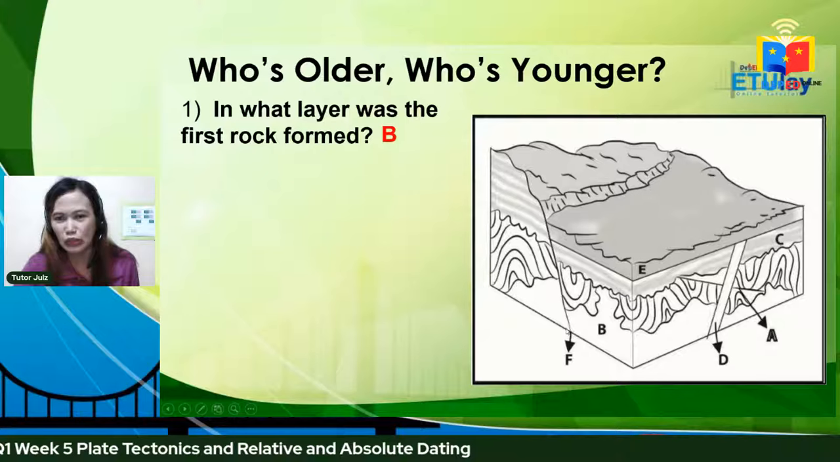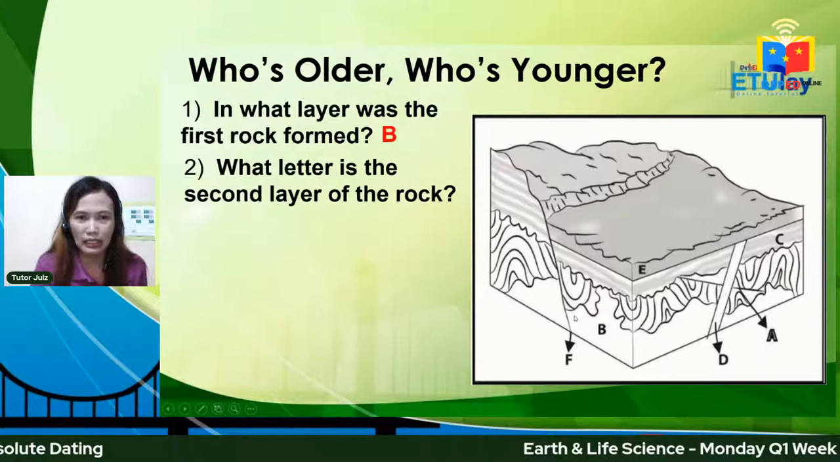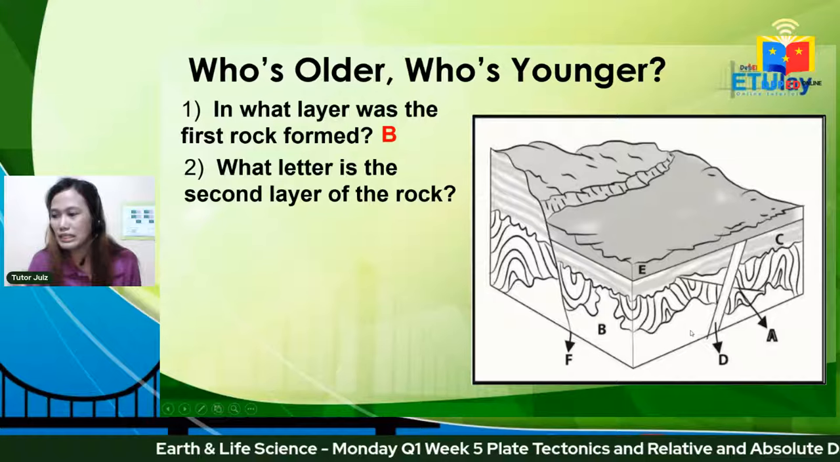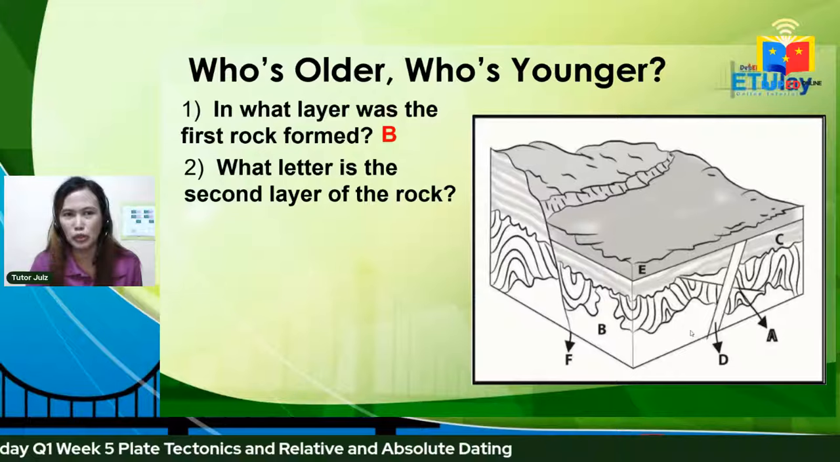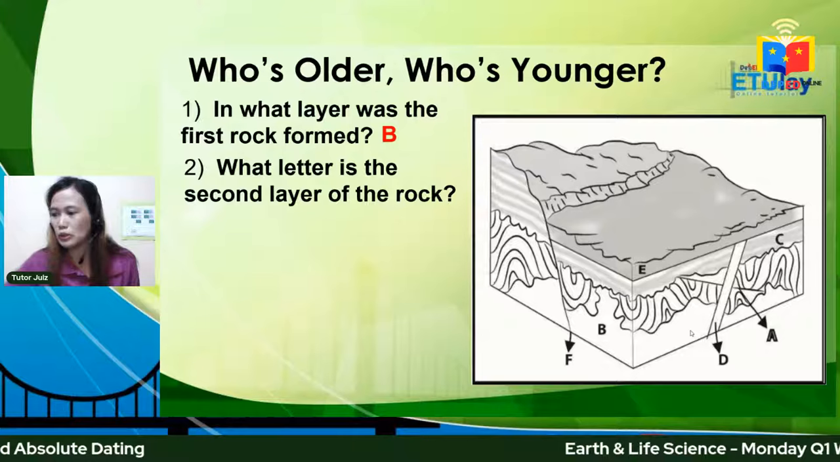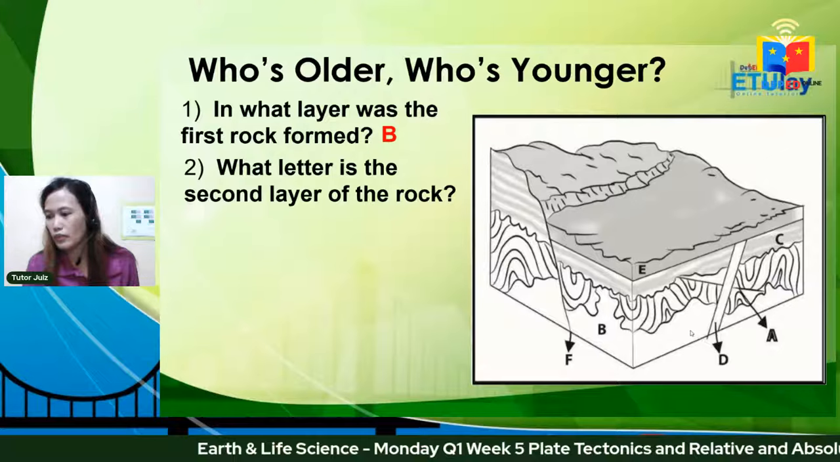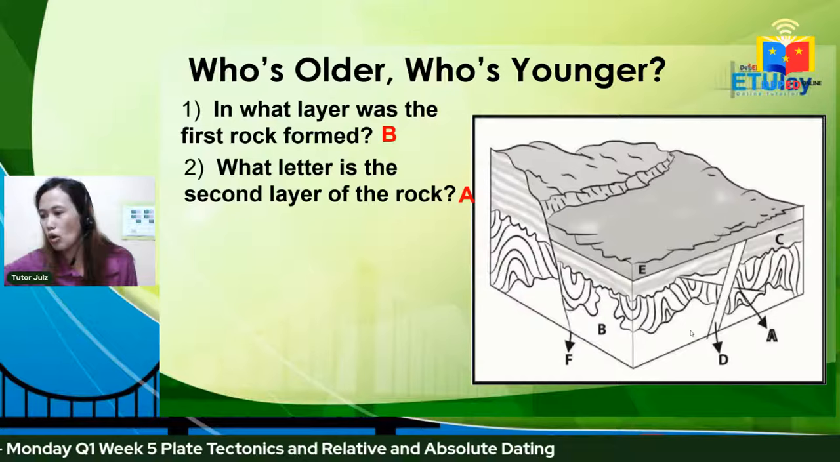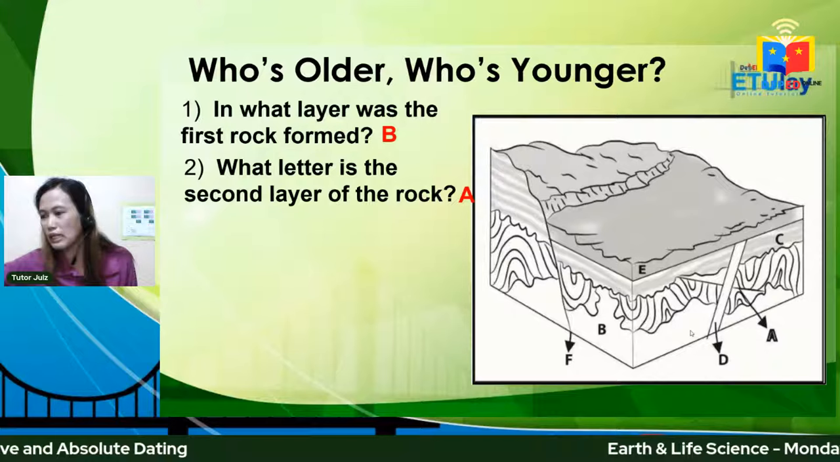So, how about number 2? What letter is the second layer of the rock? So, if B is the first layer of the rock, what is the second layer? Okay, number 2 na tayo ha. Why is your answer letter B in number 2? Number 1 is B already. That is the first rock formed. How about in number 2? So, number 2, the answer is A. You are correct. Nicole Yapor, you are right. Okay, it's A. Samantha Nicole Padayaw, you are also correct.